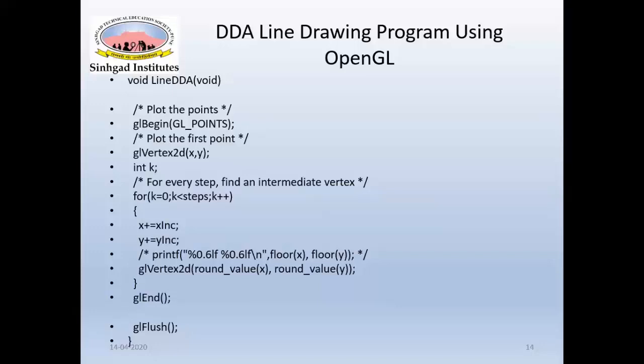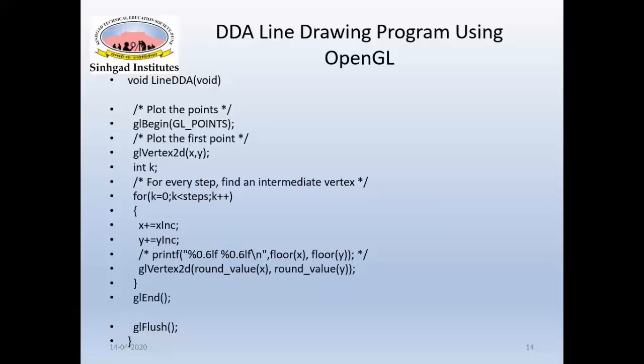With this for loop we are going to calculate the x and y by adding x increment and y increment respectively, and we can have the printf values of x and y also, which we have calculated by rounding off by calling the floor function, which we have defined earlier. glVertex2D will plot those rounded values of x and y and proceed to the end point, that is x2, y2, and we are going to end with glEnd.